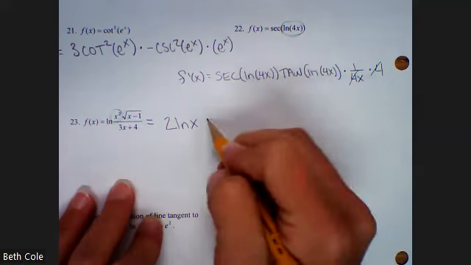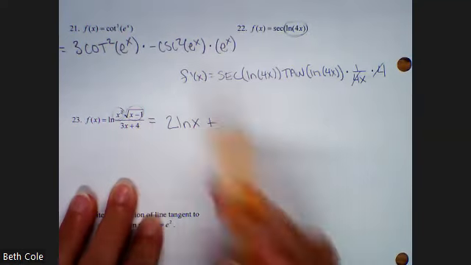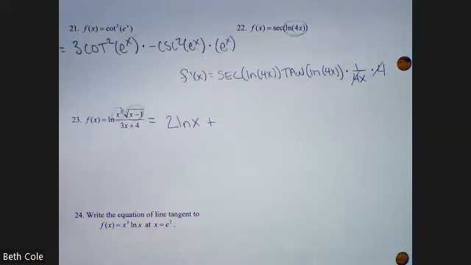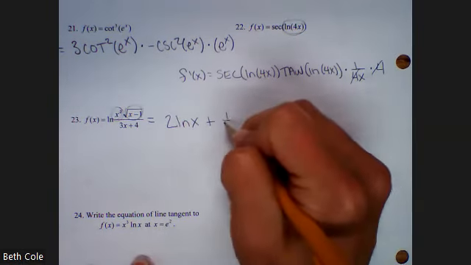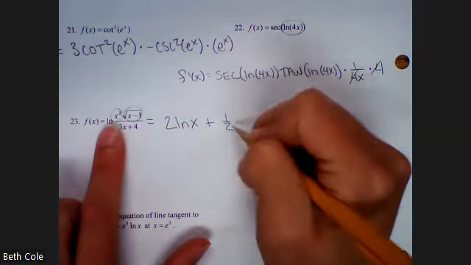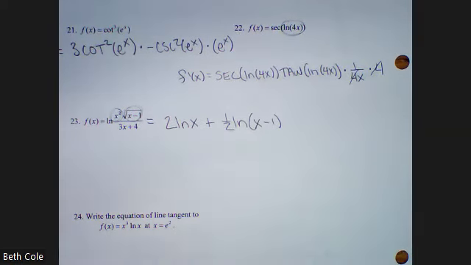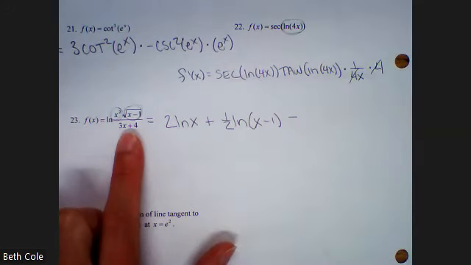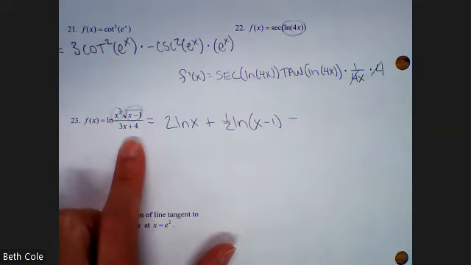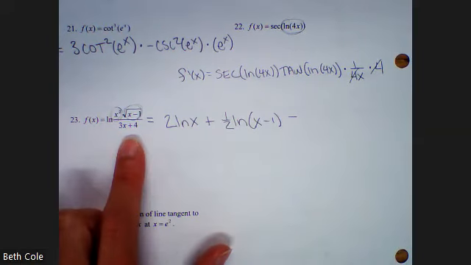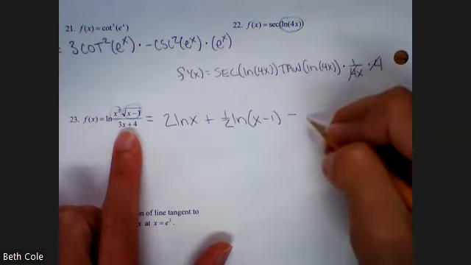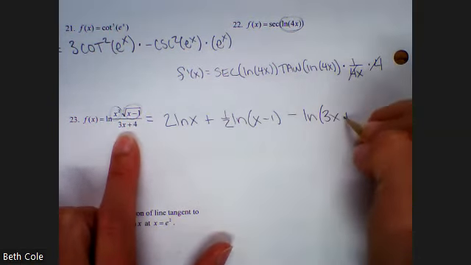Let's try that again. Plus, now we're going to do this part. Do you remember what the power is for a square root? 1/2, good. So we're going to bring the 1/2 down, put it out front, and then ln of x minus 1. So you're just taking the exponents and making them coefficients. Now the denominator is negative. Whenever it's in the denominator, you subtract. This is like the first half of pre-cal. All right, minus ln of 3x plus 4.